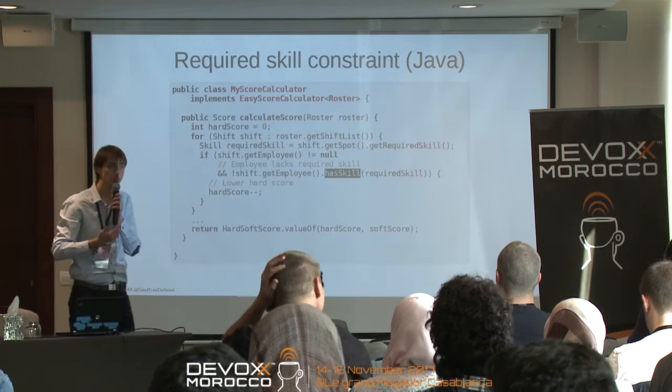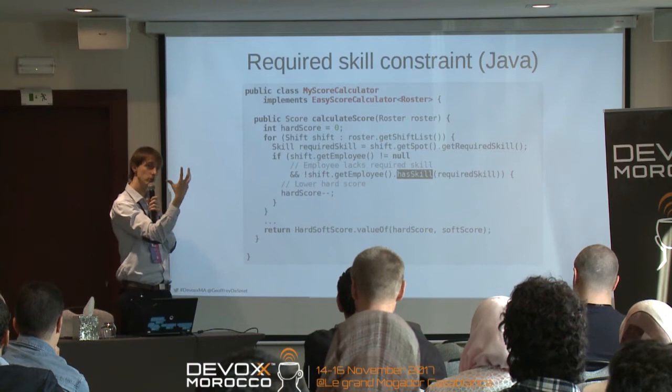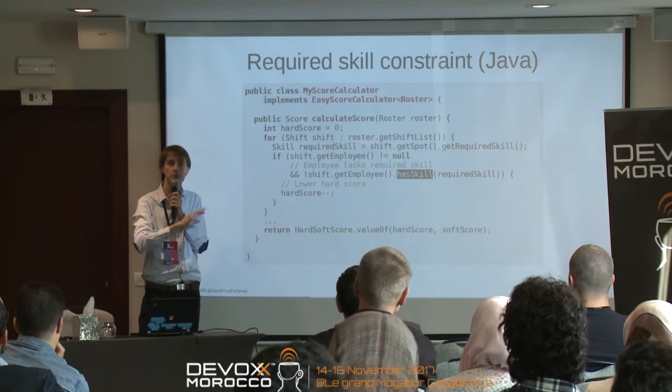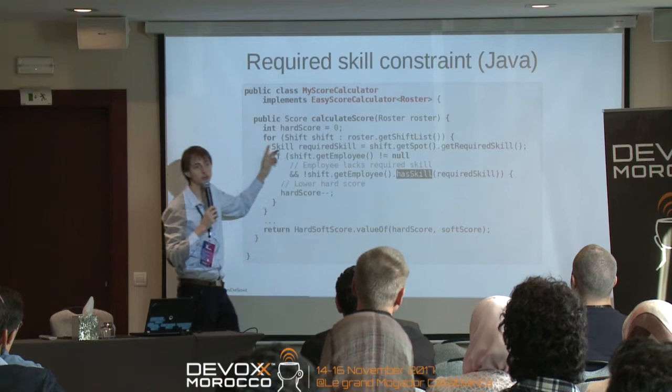So what's the problem with this? Can anybody see the problem? Let me explain why this is a problem. We want to call this method 10,000 times per second. We want our roster to change one little thing, and then calculate the score. Change one little thing, calculate the score. If this is 100 shifts, that's fine, we do a for loop of 100 shifts. If we have 100,000 shifts, this for loop becomes incredibly costly. This is insane.